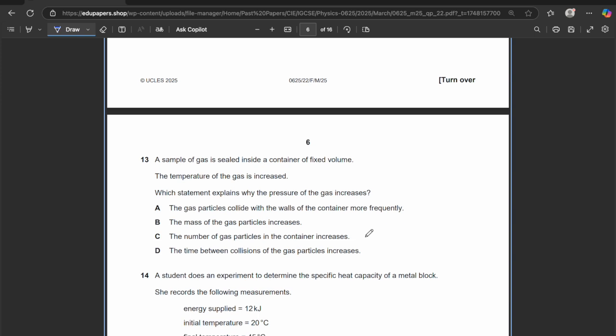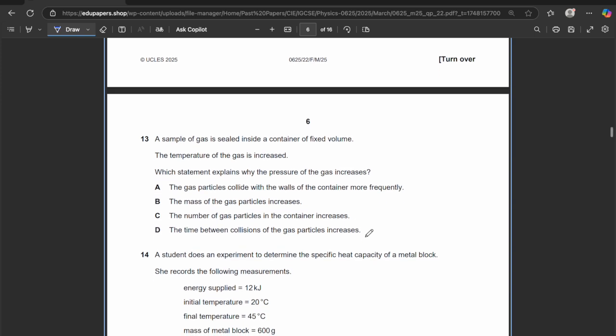A sample of gas is sealed inside a container of fixed volume. The temperature of the gas is increased. Which statement explains why the pressure of the gas increases? Because the temperature increases, right? As the temperature increases, the particles will have more kinetic energy. They will move faster and collide with the walls more often. So what I'm describing is the answer of A.